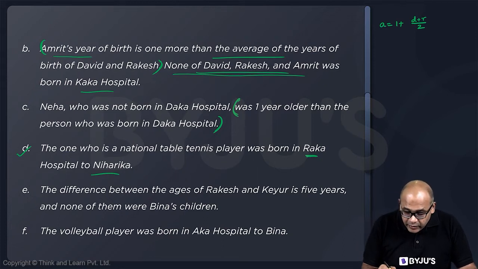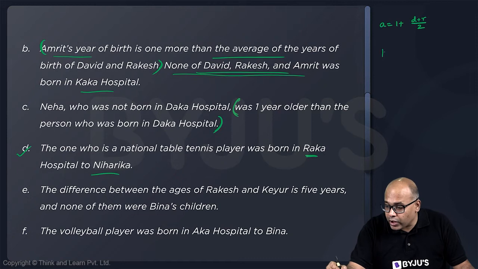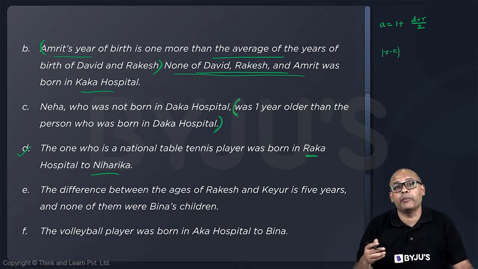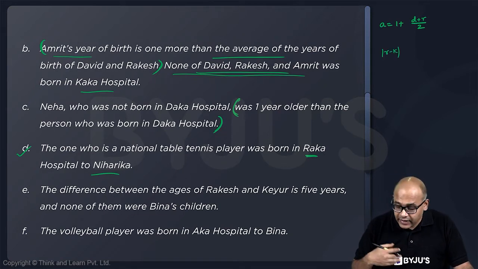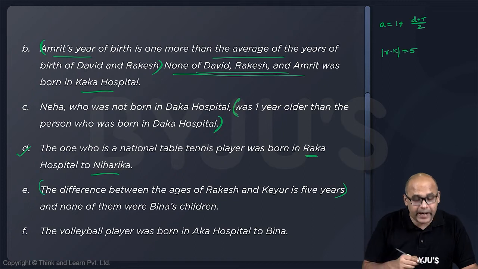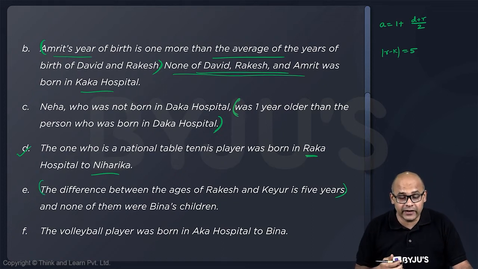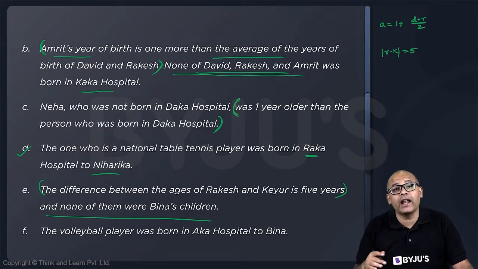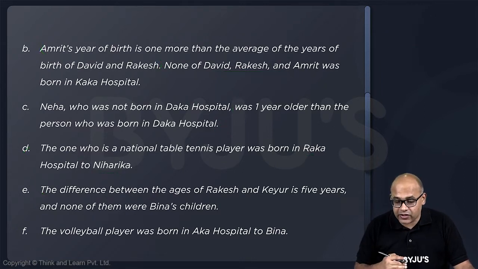Then what else? The difference between the ages of Rakesh and Keyur. So mod of R minus K. Now the reason why I put a mod is because I don't know who's elder. Right? Is 5 years. And none of them were Bina's children. This I can mark. So this I will put a bracket, which means I have not used this right now in the table. But none of them are Bina's children. This I can utilize.